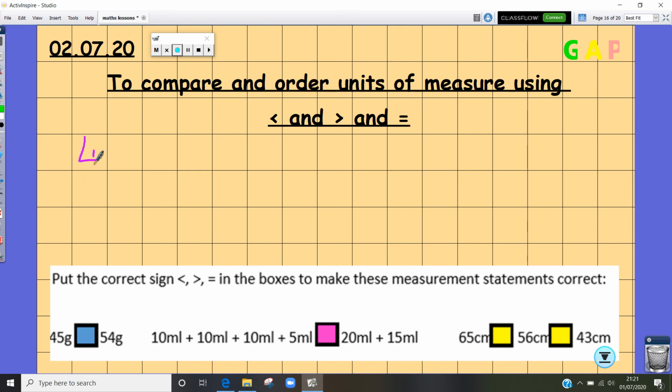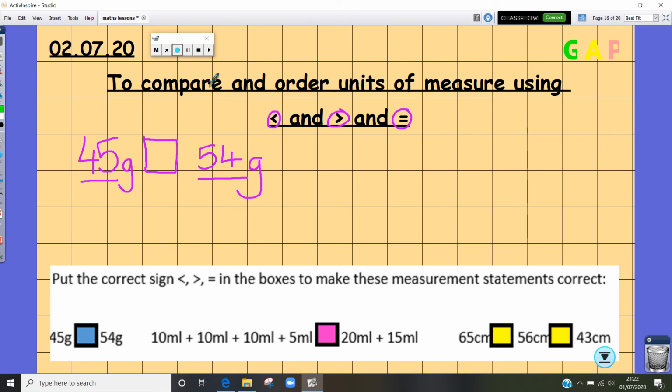We're going to do 45, and look carefully at the units. It's grams. So 45 grams, and then we have an empty blue box, and then I've got the number 54 grams. That box is asking for one of these symbols. Is it going to be less than, greater than, or equals to? We need to look carefully at the numbers. Here we've got the number 45 and here we've got the number 54. I'm being a little bit mean here because 45 and 54 look very, very similar to each other.